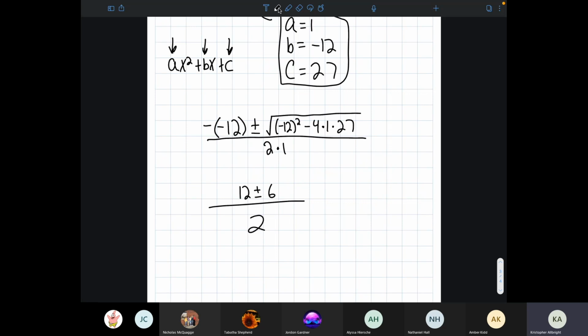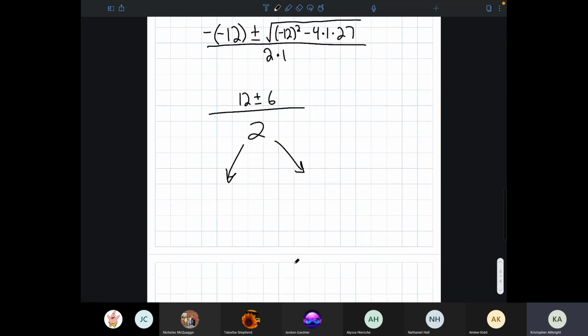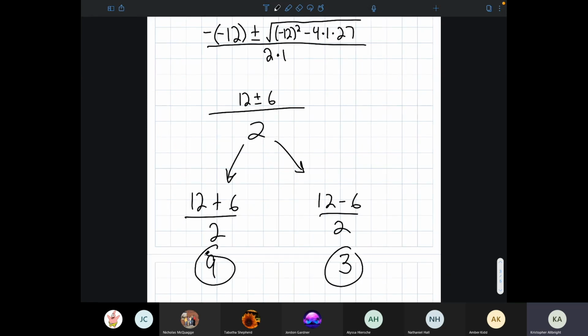Okay, so with the plus or minus, this is the part where you can't do anything else without dividing it apart. So now it becomes 2 problems, one with a plus, one with a minus. 12 plus 6 over 2, 12 minus 6 over 2. So 12 plus 6 is 18 over 2, should give you 9. 12 minus 6 is going to give you 6 over 2, which will give you 3. So these are the same answers we got before, and we did it without factoring.